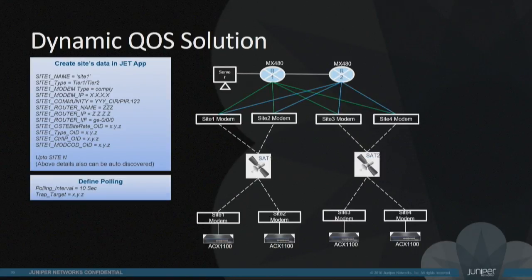Then you also define the polling, because what we're doing is we're actually asking the site modems via SNMP for the information that we need for particular OIDs. The main one is this mod cod, which means modulation and coding for those particular modems. And that's part of the information that we're going to use to determine and calculate what the CIR, PIR, those types of things will be.